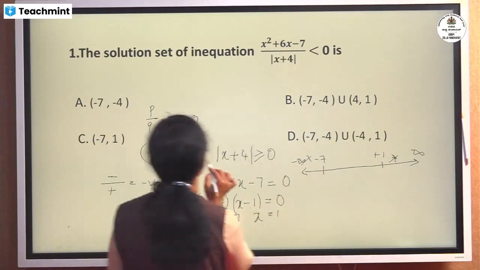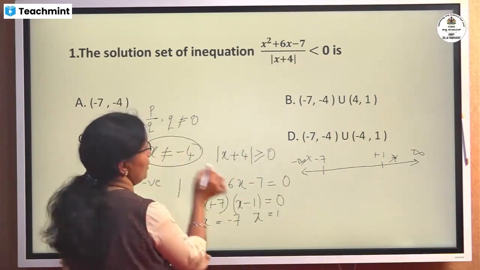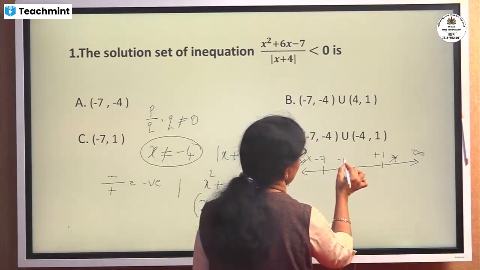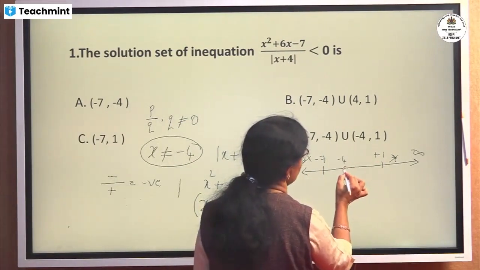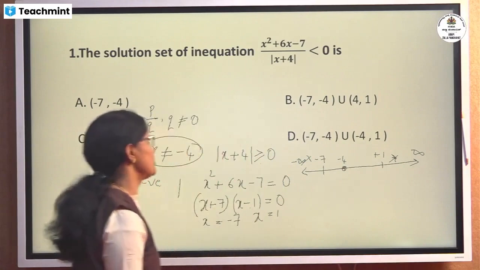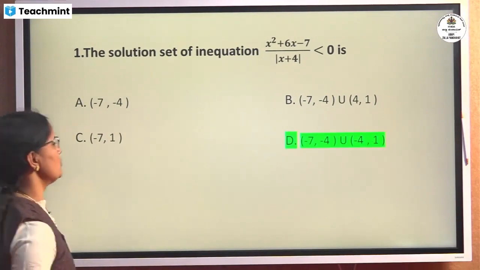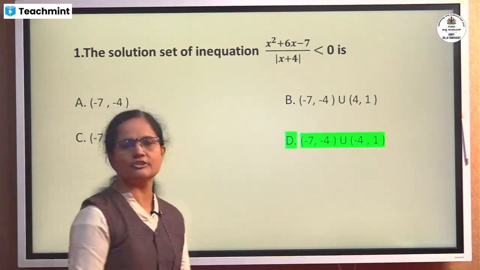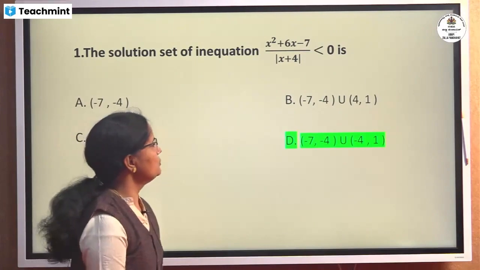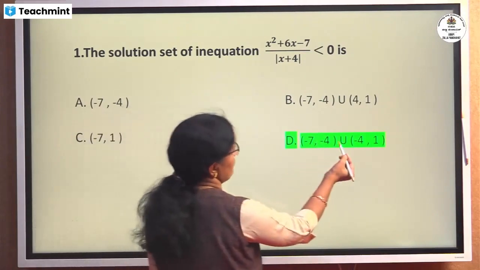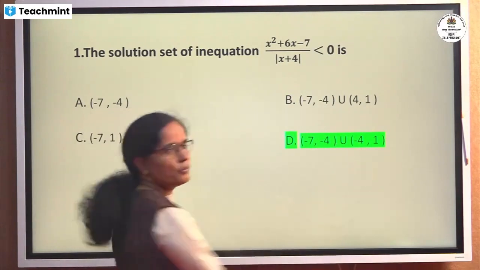But you have to remember this also. X cannot be equal to minus 4. This minus 4 must be excluded. Therefore, the answer is minus 7 to minus 4 union minus 1 to 1. So 4 must be excluded. Therefore, I have taken an open interval.